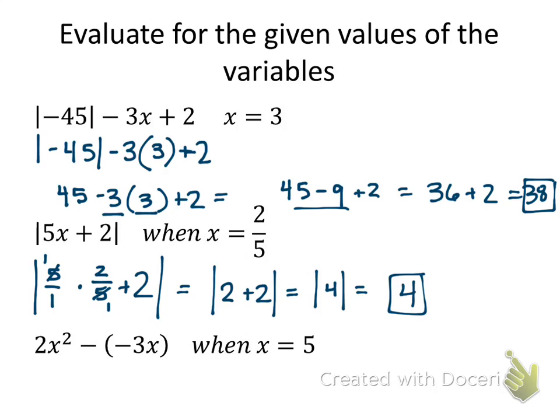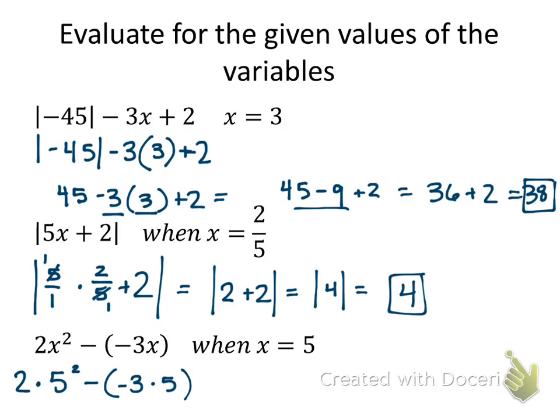Okay. Now this next one. I don't have any absolute value bars, but I do have exponents, so I'm going to need to keep in mind those. So I have 2 times 5 squared minus negative 3 times 5. Now think about order of operations. Order of operations says that I do what first, Darius?